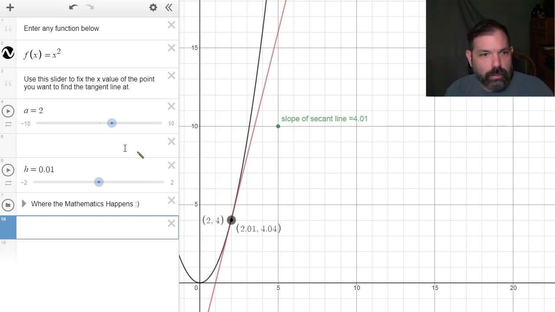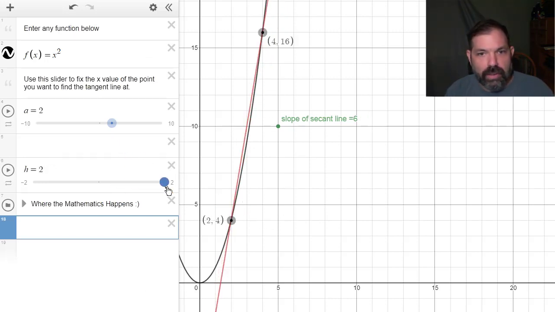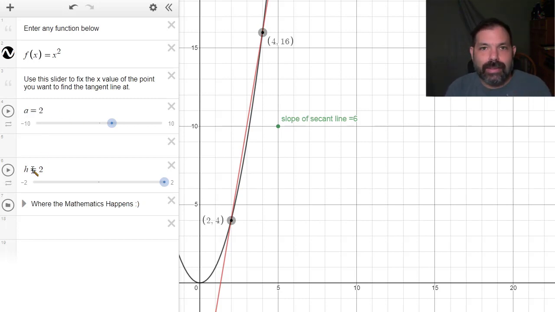And here, I've got this set up to where the function is x squared. And I've created a slider here. The a value is 2. That's, in a sense, our starting point. And the h, that's the distance between a and the second point. So here I've got a is 2, b is 4. Here's that secant line in red. In black is the curve x squared. And the slope of the secant line is 6.